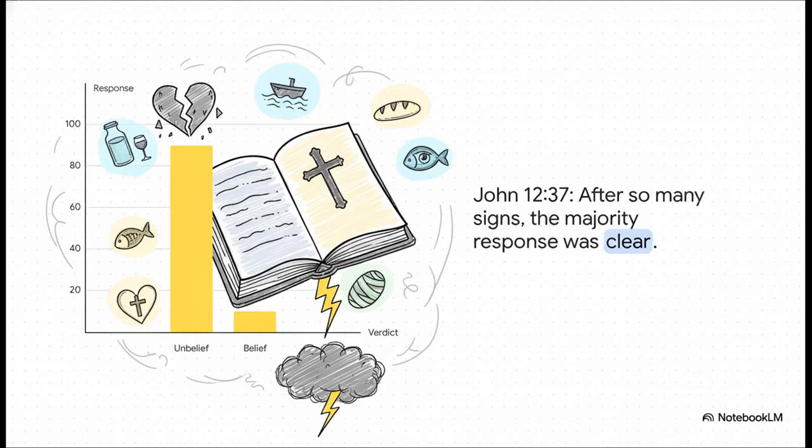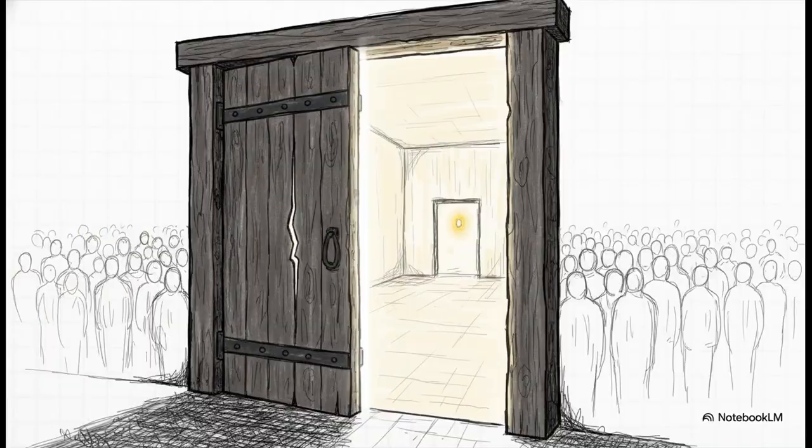This is the tragic turning point of the whole gospel. John flat out tells us in chapter 12, verse 37, that even after all the signs Jesus had performed right in front of them, they still wouldn't believe in him. The overwhelming response to his public case was unbelief. And with that verdict, everything changes.